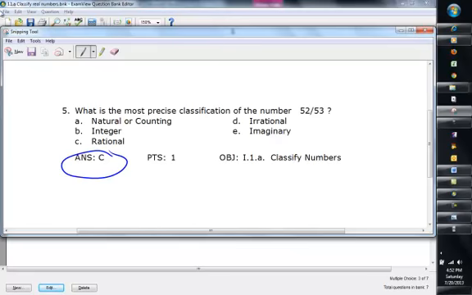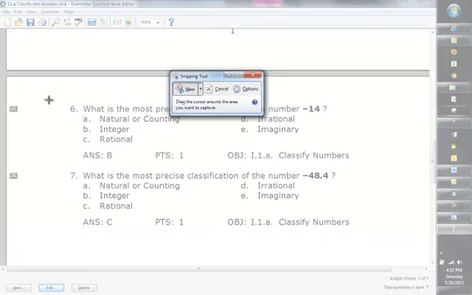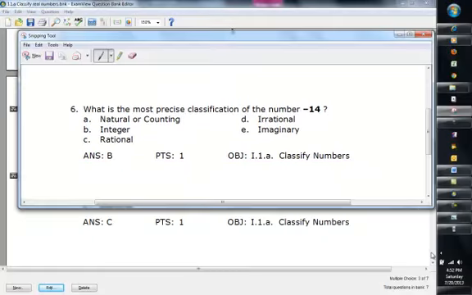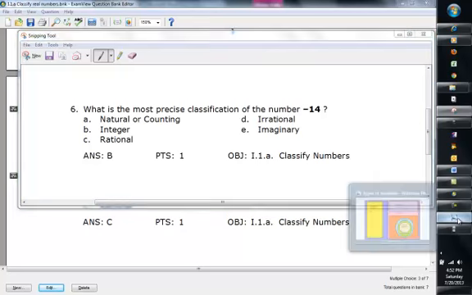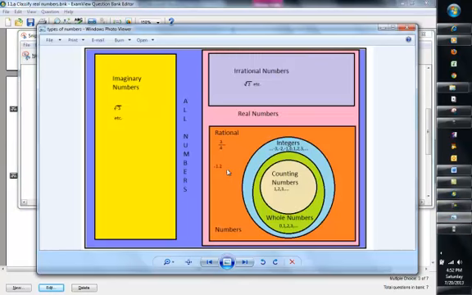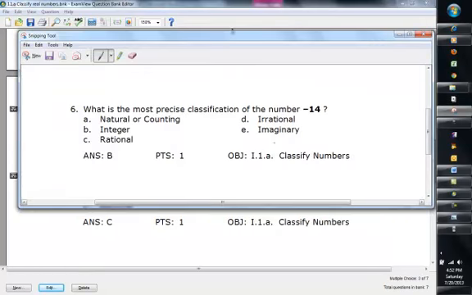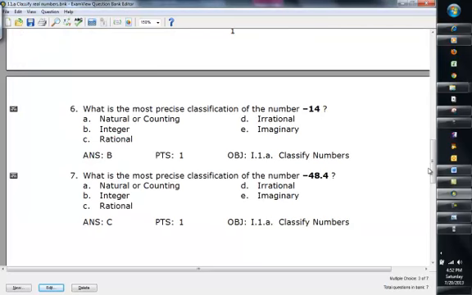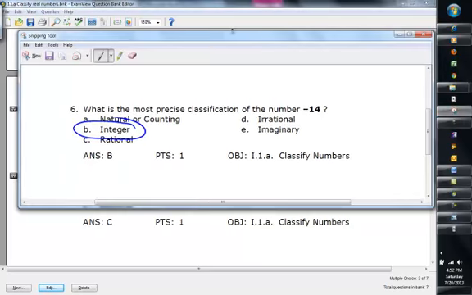What is the most precise classification for the number negative 14? Well, if you look at our chart here, negative numbers are integers if they come out evenly as a negative whole number like this one does. So we would say it is an integer. Next one.